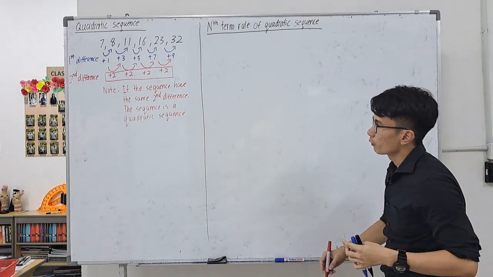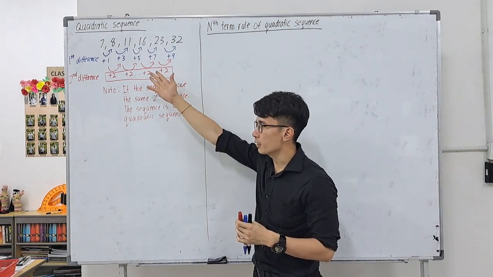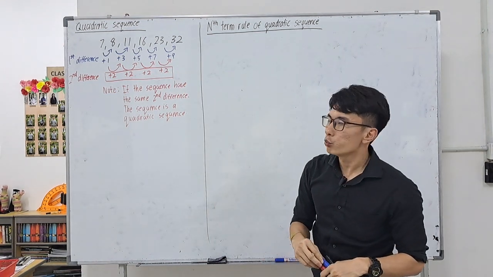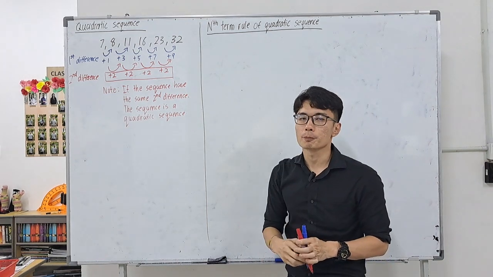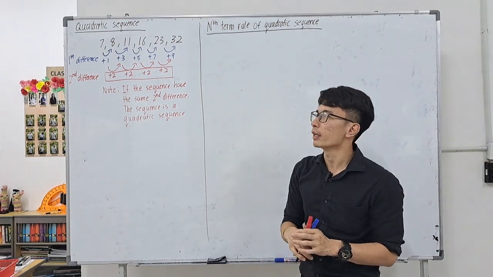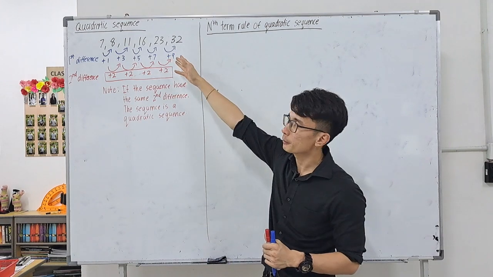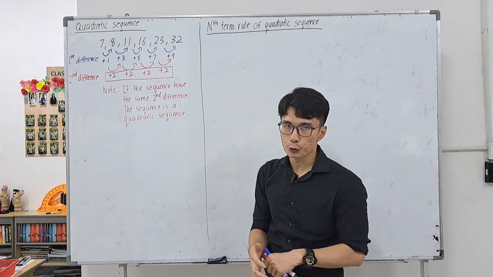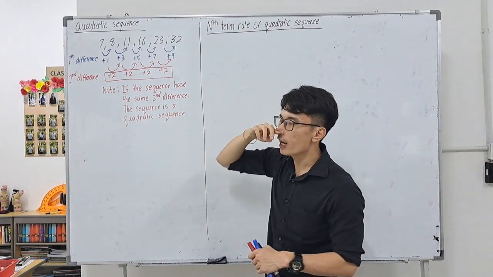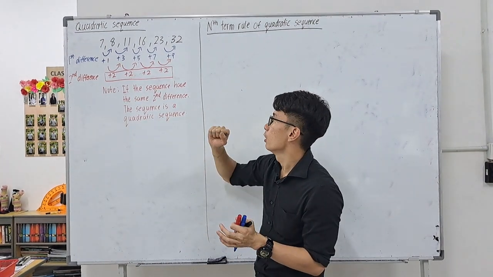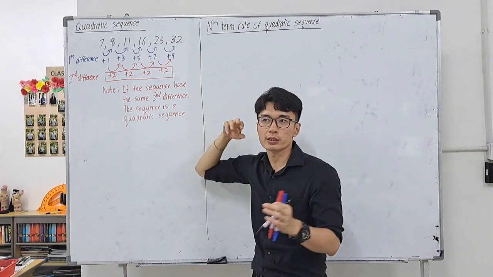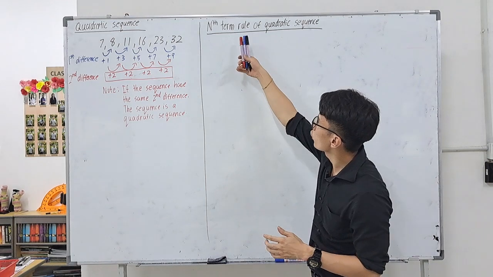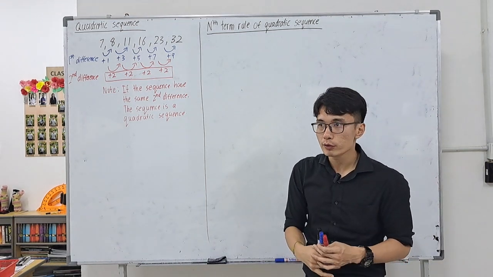Now over here, since we now know how to identify a quadratic sequence, how do we find the n-term rule for a quadratic sequence? Again, if I'm interested to find the 10th term of this sequence, what should I do? Is there any way that I can get the 10th term of the sequence directly? Okay, so yes, there is. But before that, we need to construct the n-term rule of this sequence first.